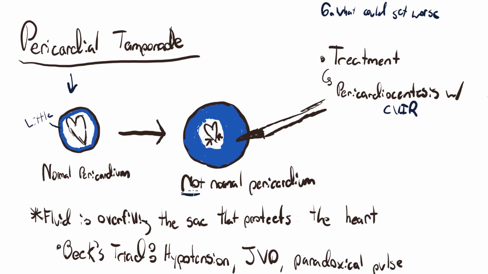There's actually a triad of symptoms that you'll see in pericardial tamponade. You're going to see hypotension, because you're going to have decreased cardiac output because the heart's being compressed. You're going to see jugular vein distension because fluid is getting backed up into the veins. And you're going to see something called paradoxical pulse, where there's a 10-point difference in blood pressure between inhaling and exhaling. That's called Beck's triad.